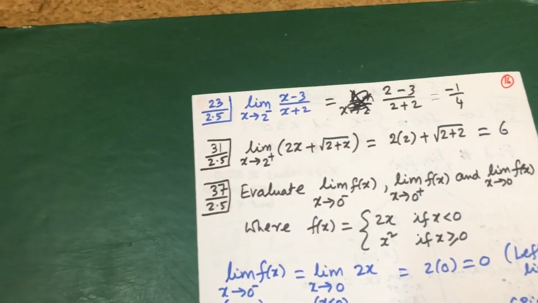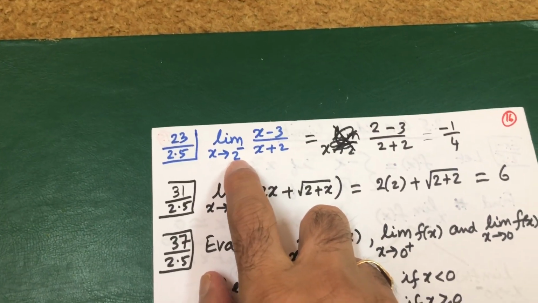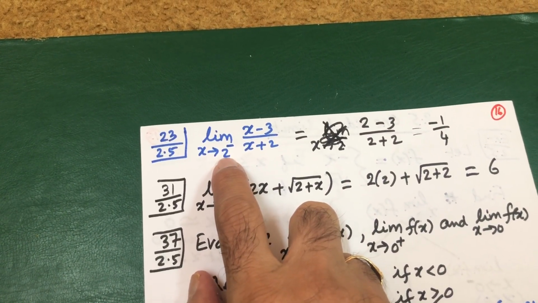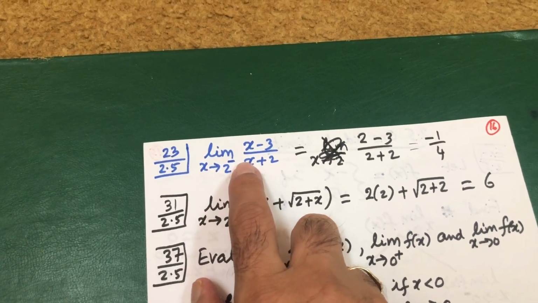Limit extends to 2 minus. What do you mean by extends to 2 minus? x is almost equal to 2 and x less than 2. That is simply put x equal to 2 only. That's all. Simply put x equal to 2 only.